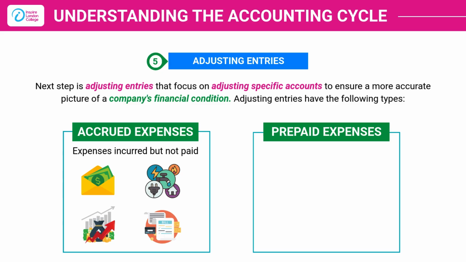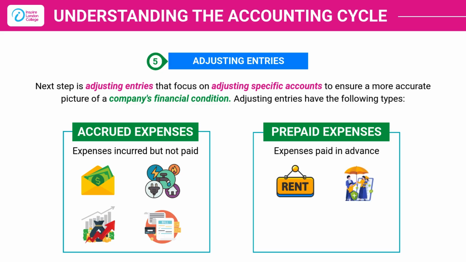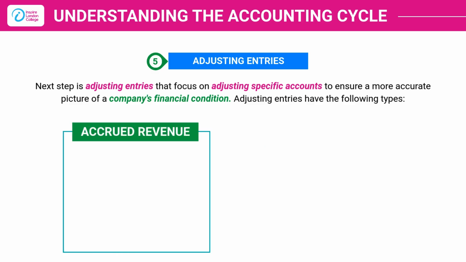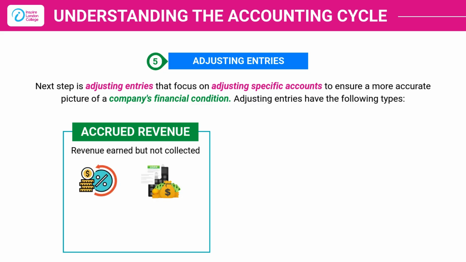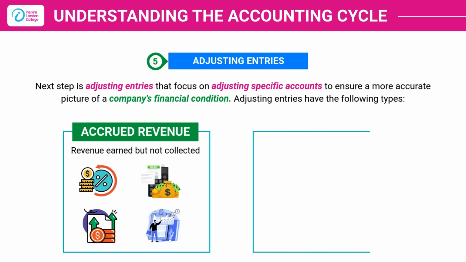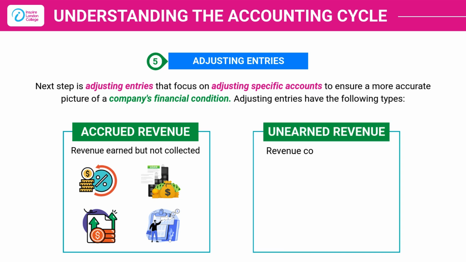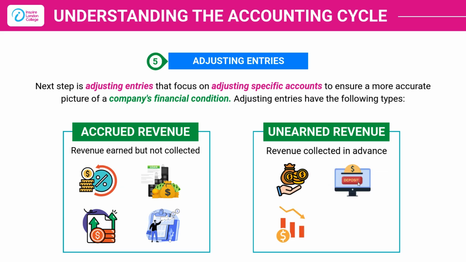Prepaid expenses are the expenses paid in advance, like rent or insurance. An adjusting entry reduces the prepaid expense account and recognizes an expense that's used. Accrued revenue is the revenue earned but not yet collected, like interest on a loan. An adjusting entry increases an asset account and a revenue account. Unearned revenue is the revenue collected in advance but not yet earned, like customer deposits. An adjusting entry reduces the unearned revenue liability and recognizes revenue as it's earned.